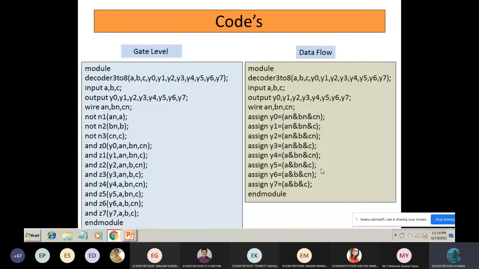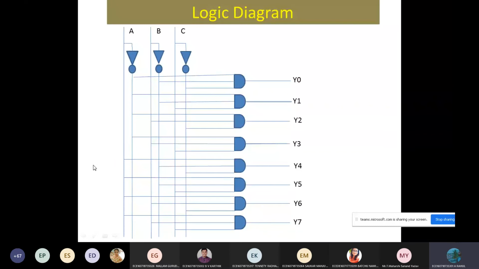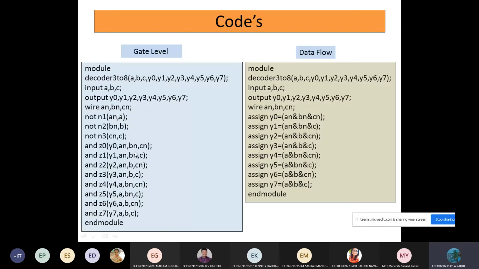And the codes in the same way, first we have to declare the port declaration, then input, output. In the wires, we are having A, B, A bar, B bar, C bar, as we are having 3 NOT gates. And we are declaring the NOT gates. We are writing code for NOT gates, and AND gates we are having 8. So we are writing for the 8 AND gates and the end module.